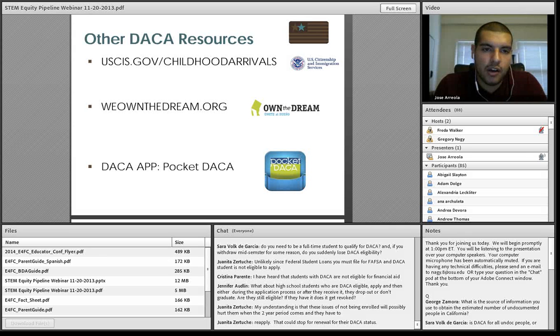In terms of other resources, USCIS.gov/childhoodarrivals is home base. That's where you'll find the request forms, the directions, and where you mail it.